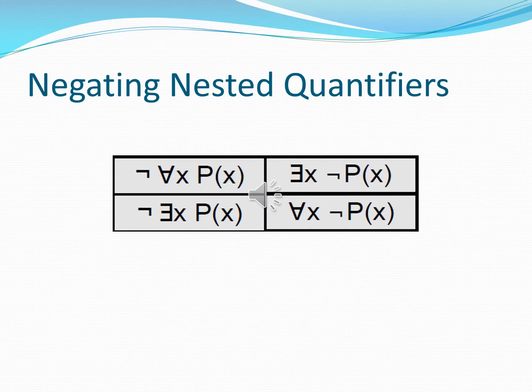In the following table, you see what happens when we negate nested quantifiers. When we apply a negation to a universal quantifier, it becomes existential. When we negate an existential quantifier, it becomes universal.